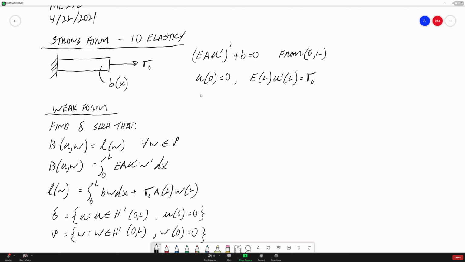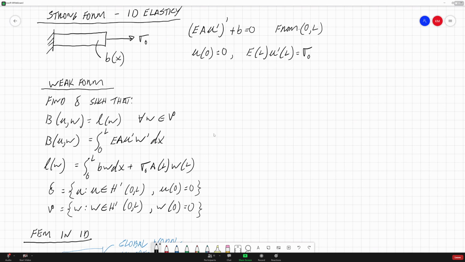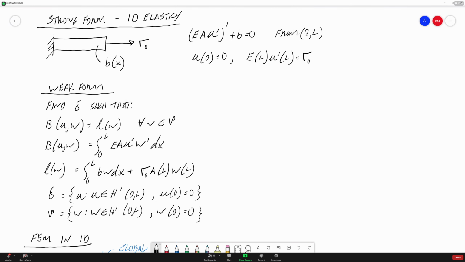And then we created this weak form. So this is valid from 0 to L, right? It's the entire domain. Omega is from, I guess I should have written that, L.